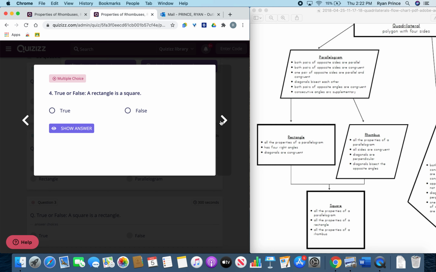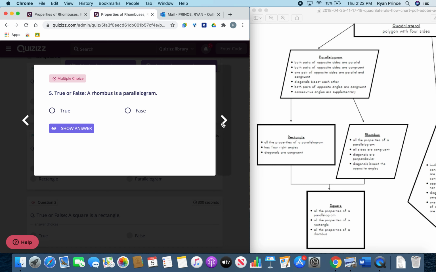It says rectangle is a square. No, a rectangle can be a square, but it doesn't mean it is a square. Rectangle is above the square in the flow chart. So since the rectangle is up here, the square is down there. No, the rectangle is not always going to be a square. Sometimes it will be a square, but no, it has to have all four sides also congruent to also be a square. So that is false.